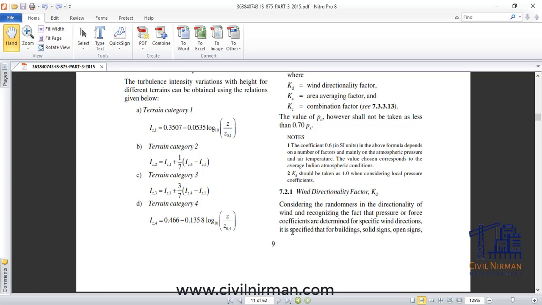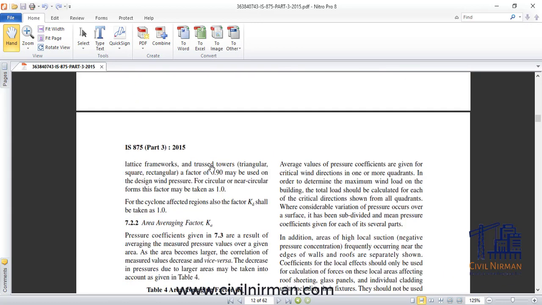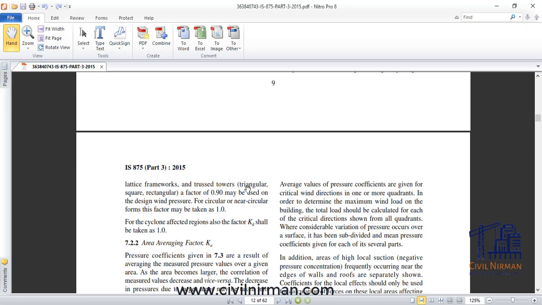It considers the randomness in the directionality of the wind, recognizing the fact that pressure or force coefficients are determined from specific wind directions, and it is specified for buildings, solid signs, open signs, lattice framework and truss towers. So for all these structural configurations, which are triangular, square, rectangle or the truss elements, KD factor will be 0.9. Okay, it is specified over here. And for circular or non-circular form, this factor may be taken as 1.